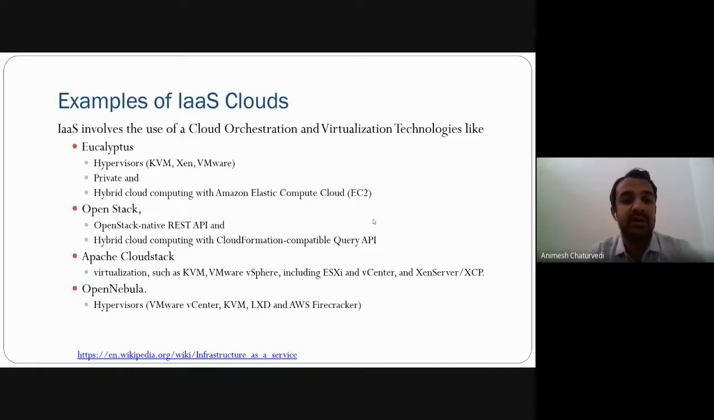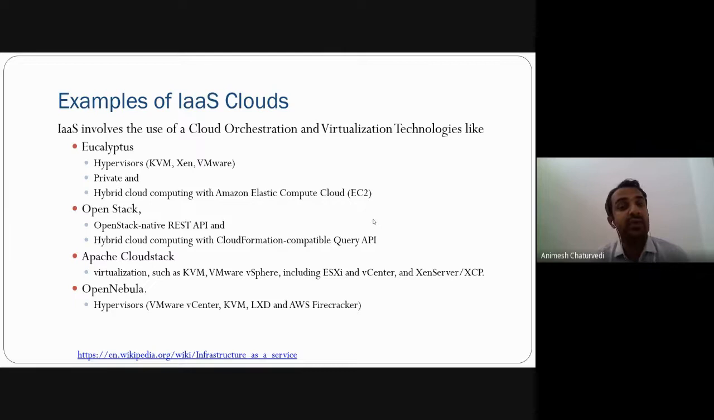Then OpenStack is a RESTful API based cloud platform, and hybrid clouds are basically those which connect locally to the private cloud as well as with some API available remotely. Then Apache CloudStack is there, in which you can use virtualization. You have virtualization done with this CloudStack with KVM and VMware vSphere, ESXi and vCenter, and Xen servers.